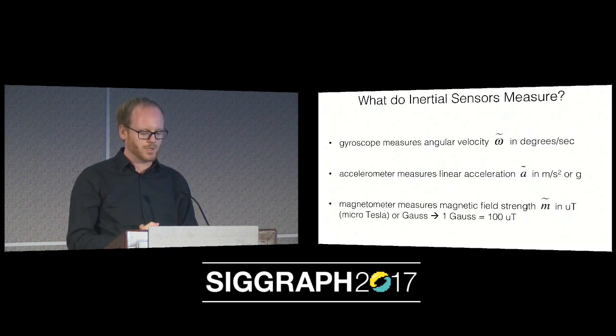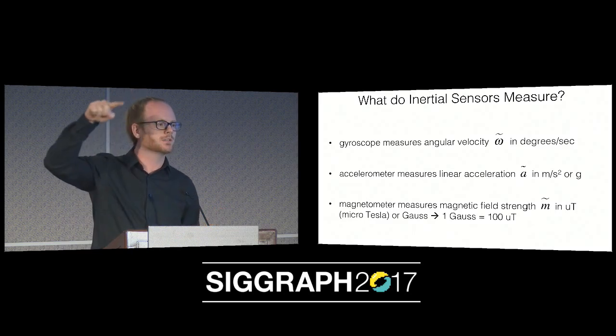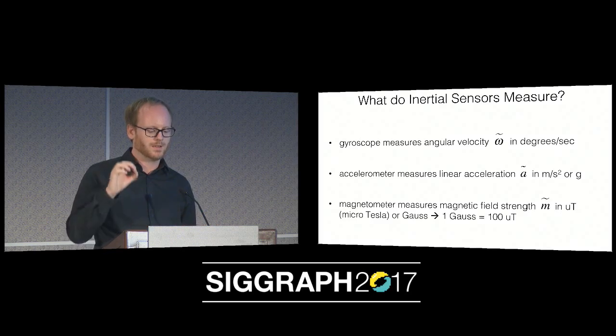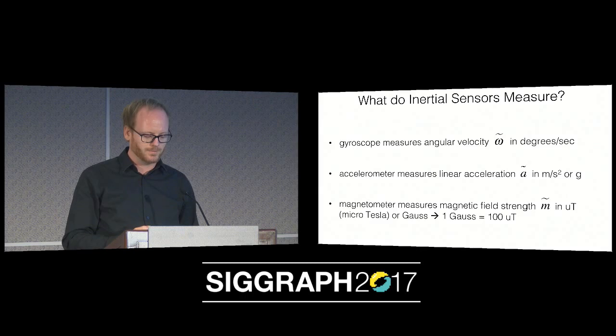So inertial sensors measure different things. Gyroscopes, for example, measure angular velocity. And we're going to denote the angular velocity measured by a device as the omega tilde here. And that's usually measured in degrees per second or radians per second. The accelerometer measures linear acceleration. And we'll denote all these measurements with a little tilde because the tilde includes measurement noise and other things, whereas the actual value that we don't know, the ground truth, would be the same value without the tilde. And then the magnetometer measures the strength of the magnetic field in microtesla and Gauss.